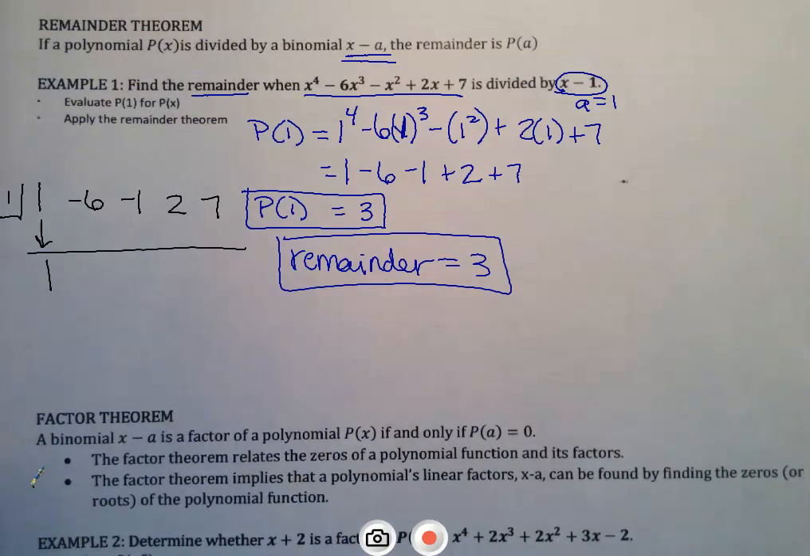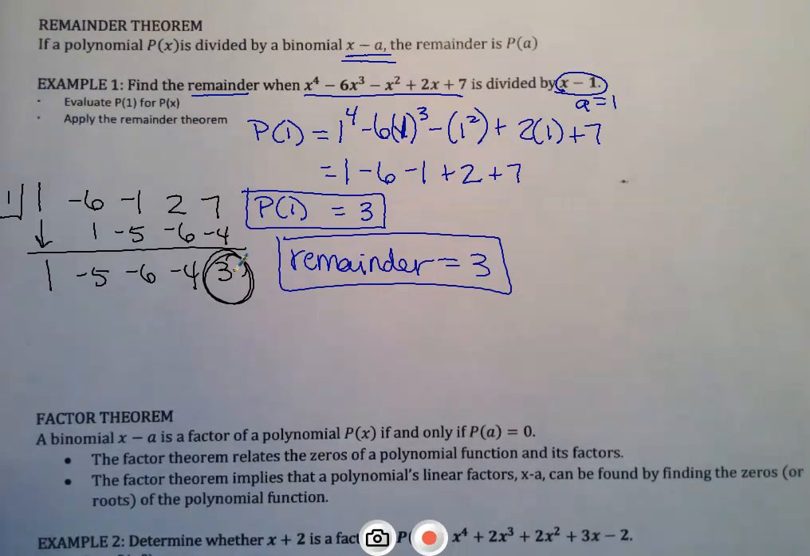Okay, so let's try the synthetic division here to make sure we get the same remainder for this problem. 1 times 1 is 1, negative 6 plus 1 is negative 5, 1 times negative 5 is negative 5, negative 1 plus negative 5 is negative 6, 2 plus negative 6 is negative 4, 1 times negative 4 is negative 4, 7 plus negative 4 is a positive 3. There's our remainder. And your full answer, yes.